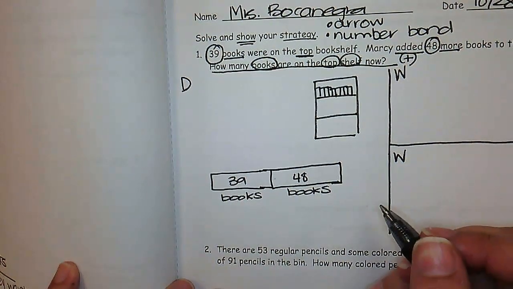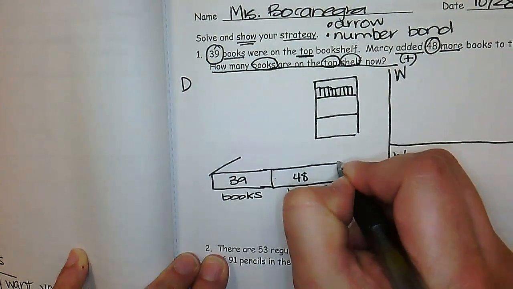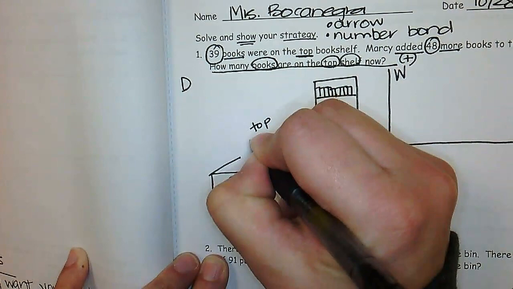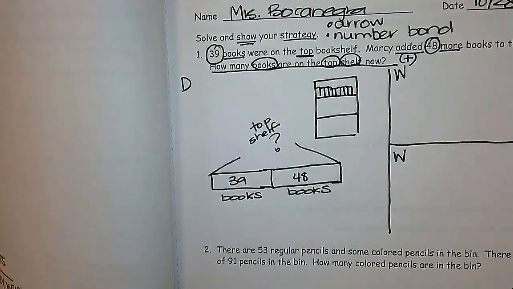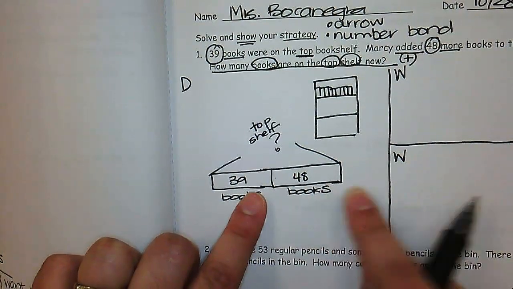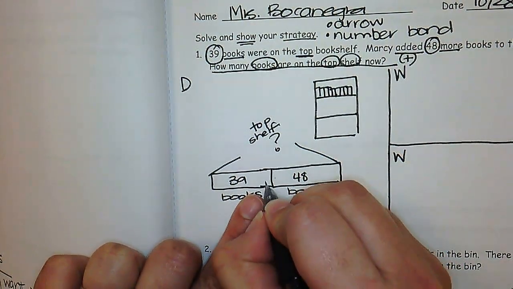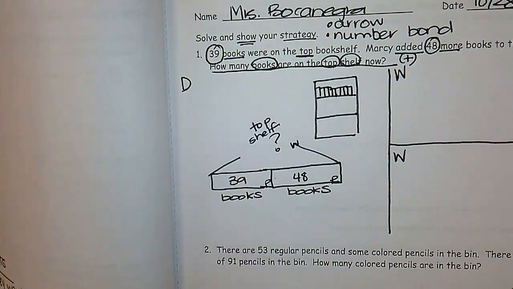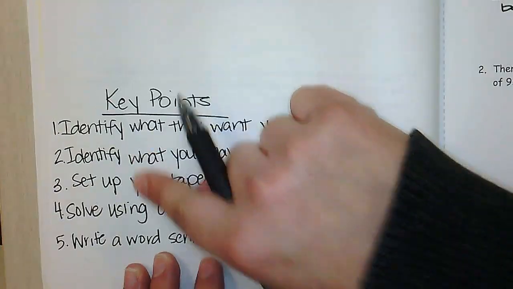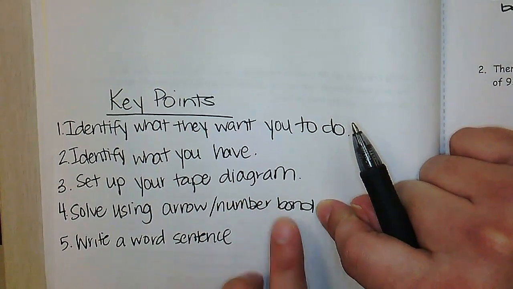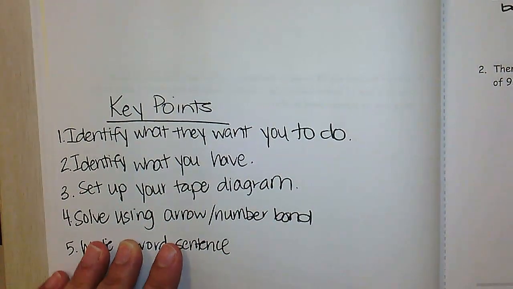How many books? Do you know how many books are in the top shelf? That's what I want to find out. Top shelf. I don't know how many books are on the top shelf. So I already set up my tape diagram. Remember, this is a part, and this is the whole. So now I need to solve, which is key point number 4, using the arrow or the number bond. I want to use the number bond.